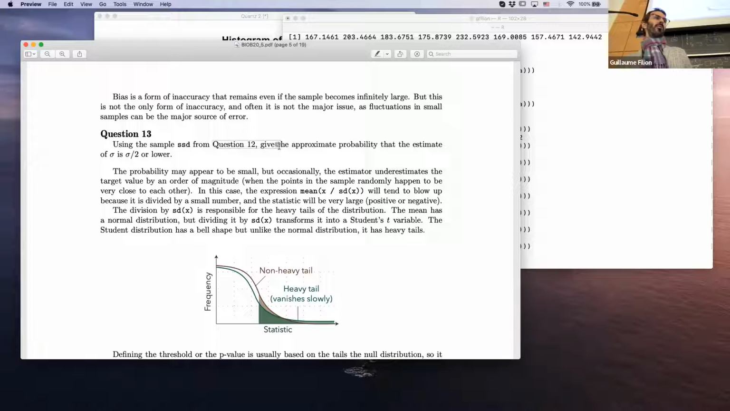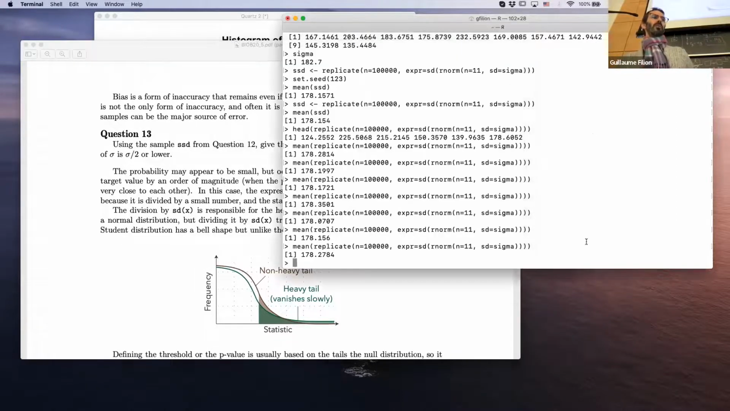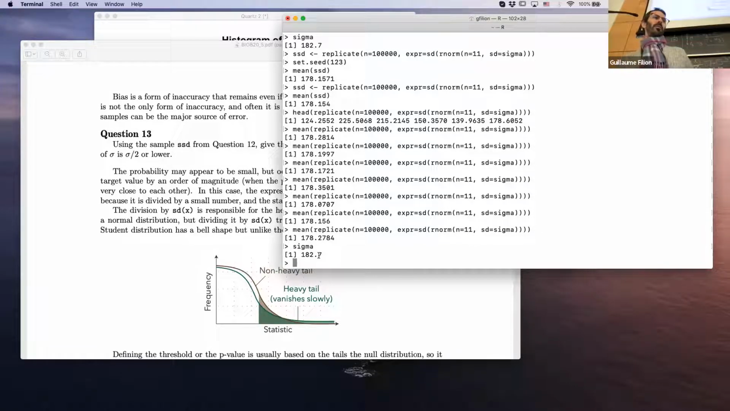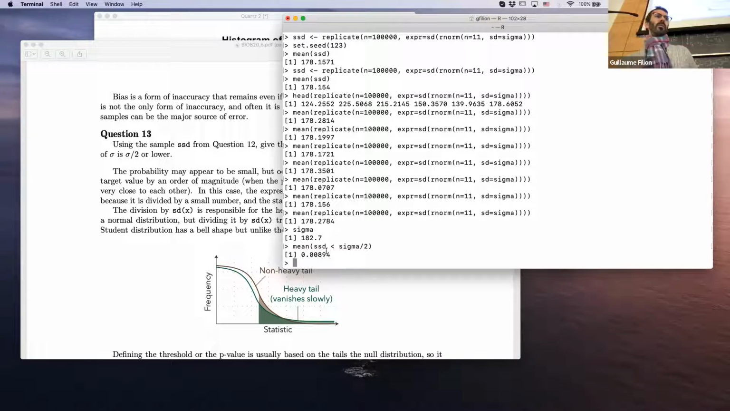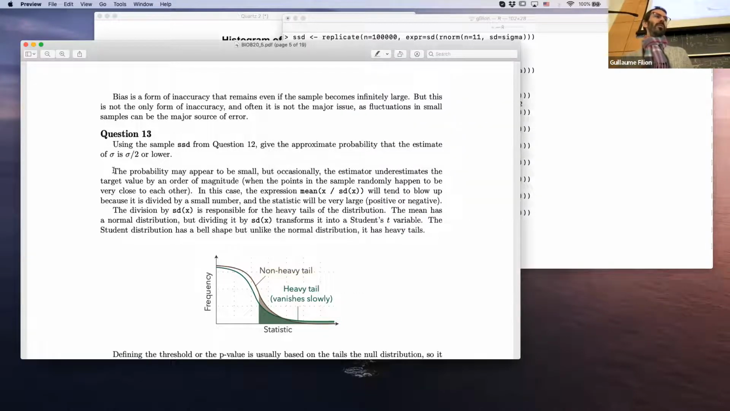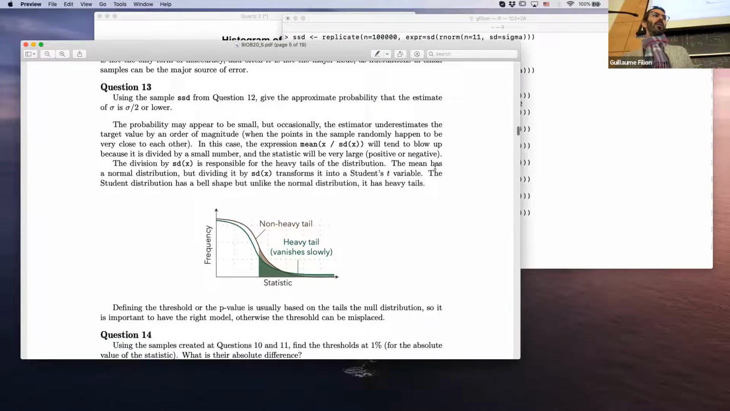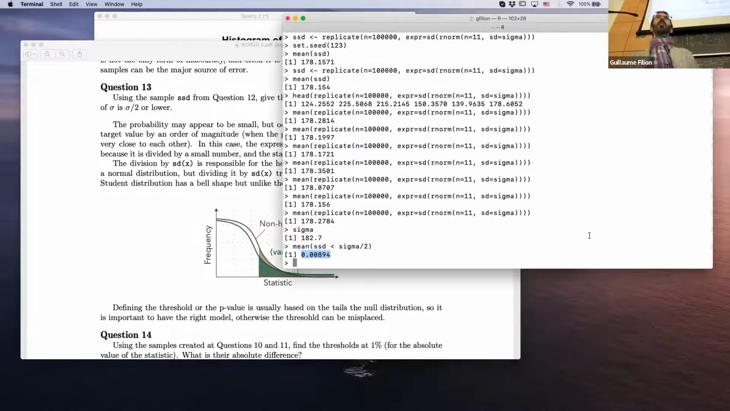Using the sample SSD from question 12, give the approximate probability that the estimate of sigma is sigma divided by 2 or lower. So we have sigma here, and if I compute the mean of SSD less than sigma divided by 2, that gives me the probability that I am less than half of the target value. So that is the answer here: 0.0894. It does not matter which value of sigma you chose. The probability may appear to be small, but occasionally the estimator underestimates the target value by an order of magnitude. Being a factor of 2 away from the target is serious bias. It's not bias, sorry, it's serious variance.